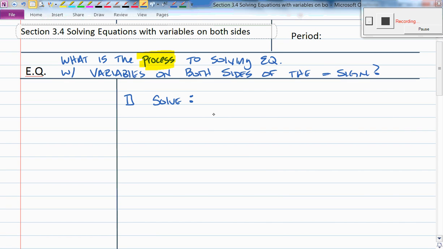We're going to solve this one here. We'll write this down: 15 plus 4a is equal to 9a minus 5. Then, right next to it over here, I want you to draw a line, and we're going to have the process.